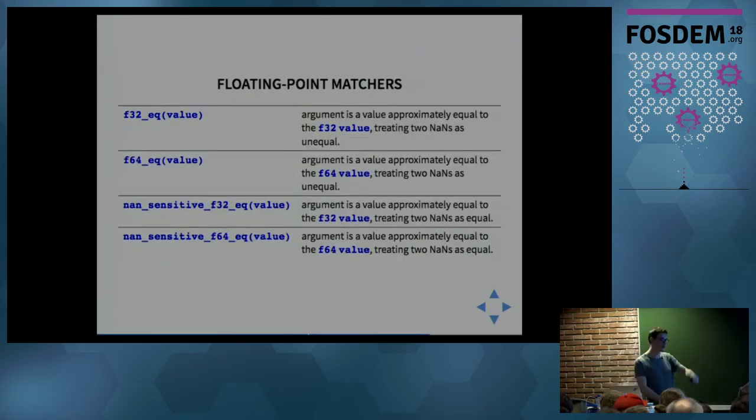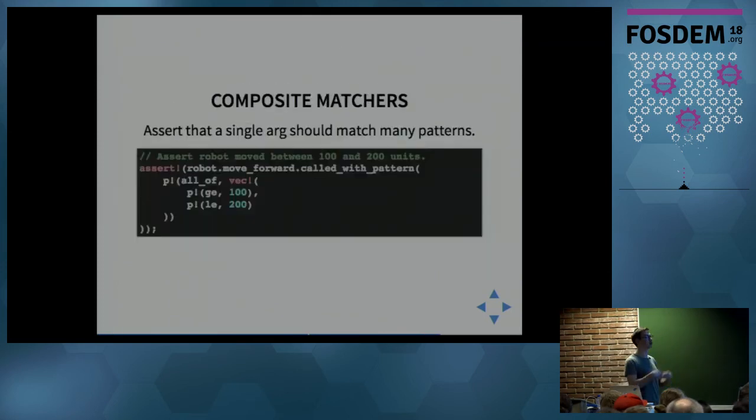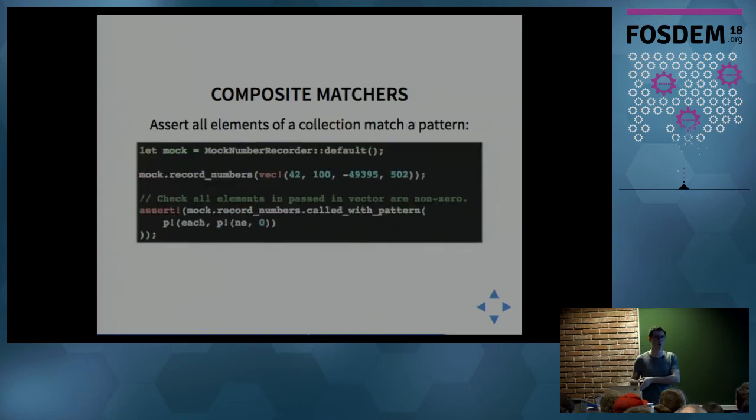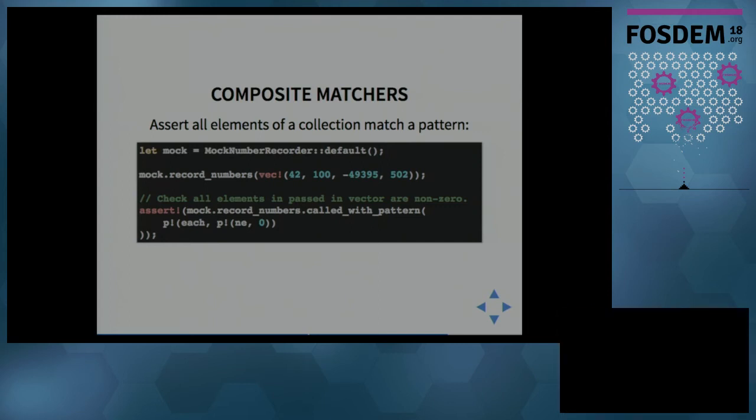You can also compose matches together. So maybe you don't care that the robot moved just more than 100, but that it moved within some range. So you can say it matches all of greater than or equal to 100, lower than or equal to 200. You can also, and this is a particularly useful feature, do matching across individual elements in a collection. For any iterable object, you can use this each matcher. So here we have some mock that records numbers or something. It takes a vector of integers, and you want to assert that this mock was called with a vector where each element matched this pattern, which is not equal zero. And yes, you can also define custom matchers.